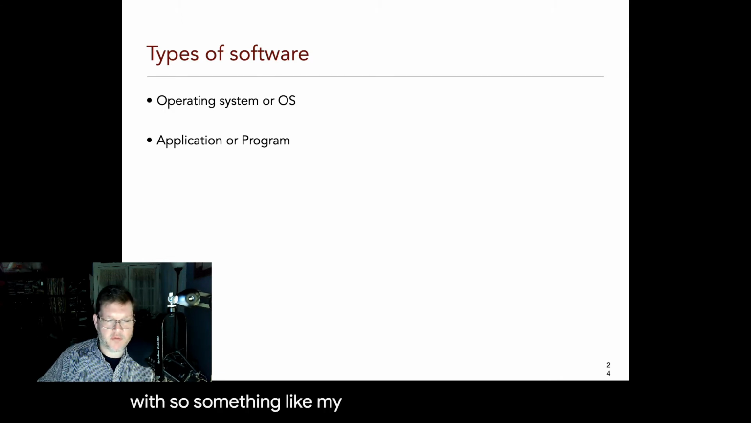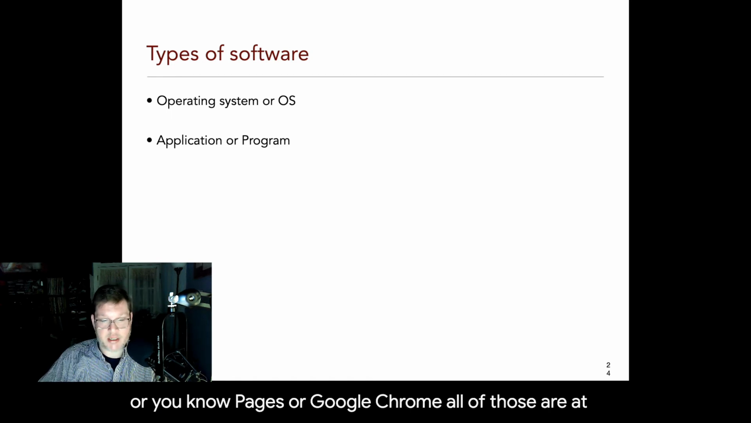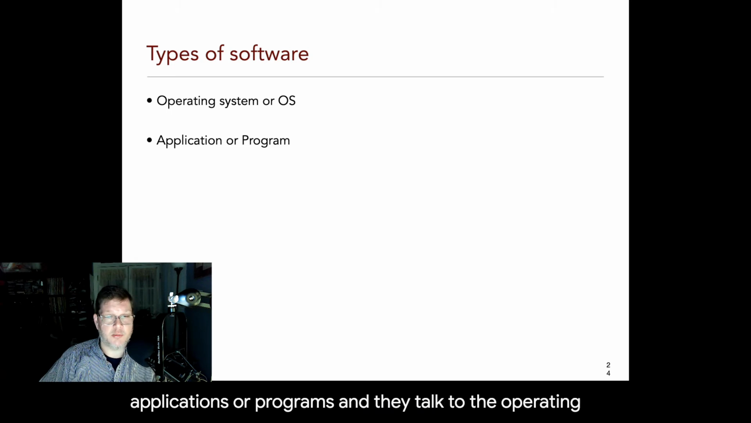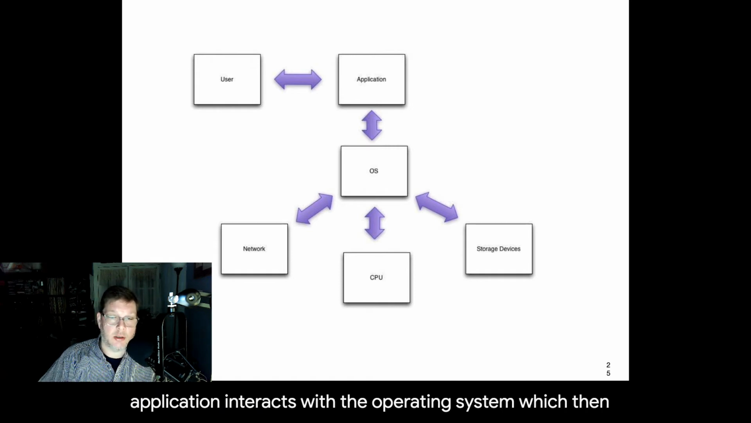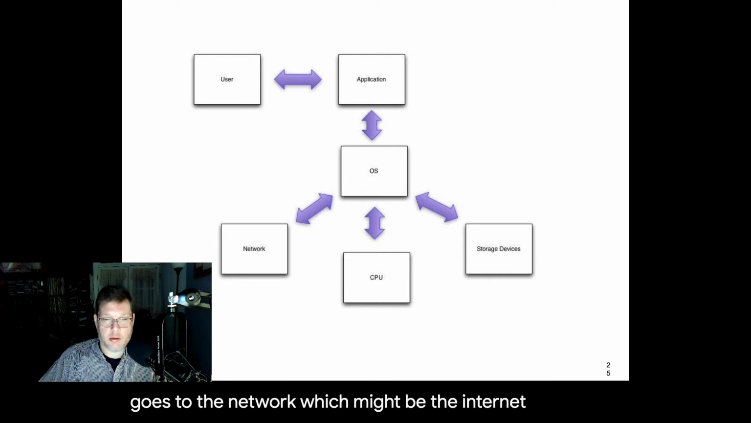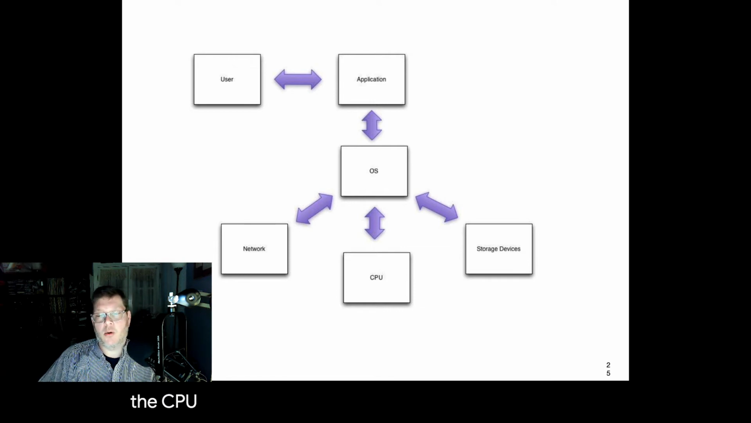So something like Microsoft Word or Studio One or Pro Tools or Pages or Google Chrome. All of those are applications or programs, and they talk to the operating system, which talks to the CPU. So as you can see, the user almost always only interacts with the application. The application interacts with the operating system, which then goes to the network, which might be the internet, or talks to the CPU, or moves information back and forth from the storage devices, the hard drives and things.